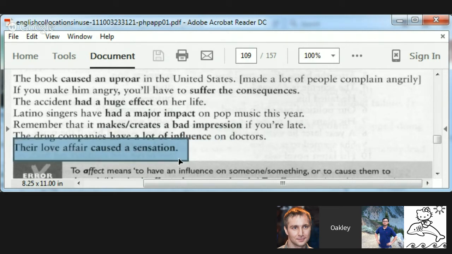Last one here. Their love affair caused a sensation. What's a sensation? Like a prickly feeling? A big impact. Oh, very good. Caused a sensation. A lot of people tweeting about it. Tweeting, using Twitter, just as an example. A lot of people talking about it means it caused a sensation. That's all. It could be negative or positive, actually.